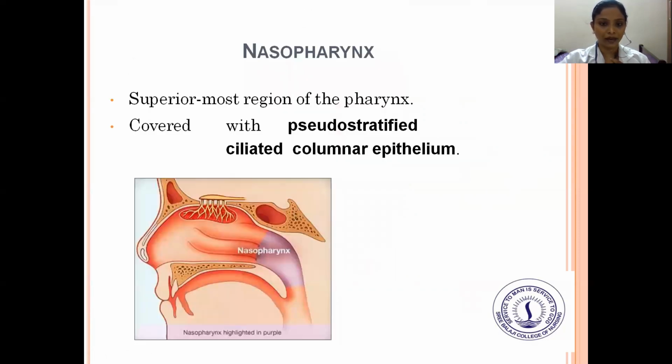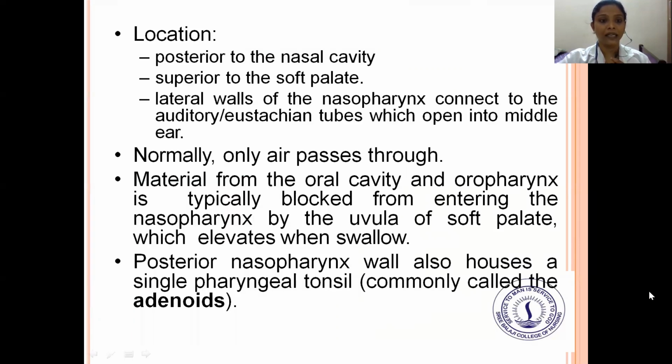And next is the nasopharynx. What is the nasopharynx? It is the superior-most region of the pharynx, which is mainly covered by pseudostratified ciliated columnar epithelium. You can see in this picture the exact nasopharynx. It is covered by the pseudostratified columnar epithelial cells. And next is the location, where it is located. It is located posterior to the nasal cavity, superior to the soft palate, and laterally it connects to the auditory eustachian tubes, which open into the middle ear.